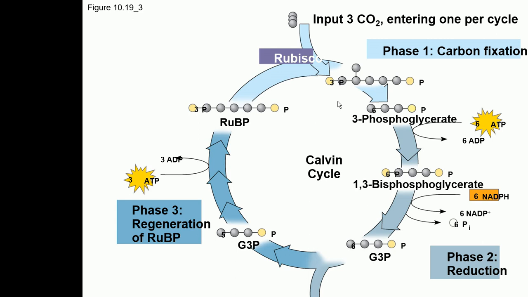So the first step is called carbon fixation, because here carbon dioxide is combining with RuBP. The second phase is reduction, where this compound is getting reduced, and the third is the regeneration of RuBP. So this is the Calvin cycle.